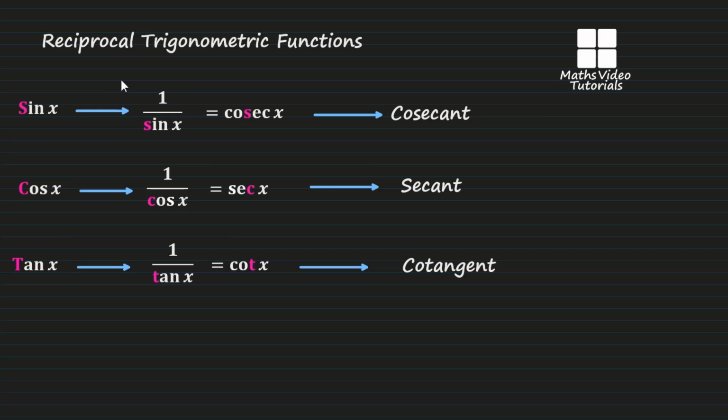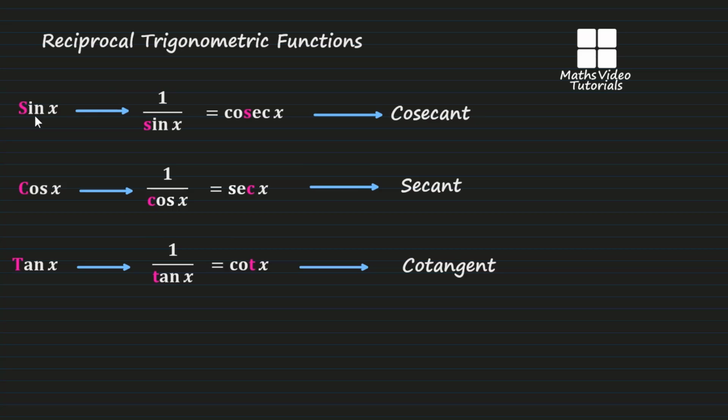In this tutorial, we're going to take a look at reciprocal trig functions. To calculate the reciprocal of a number, you divide that number into 1, or you do 1 divided by that number. For example, the reciprocal of 10 would be 1 divided by 10. The reciprocal of 5 would be 1 divided by 5. And the same thing is used for the reciprocal trig functions.